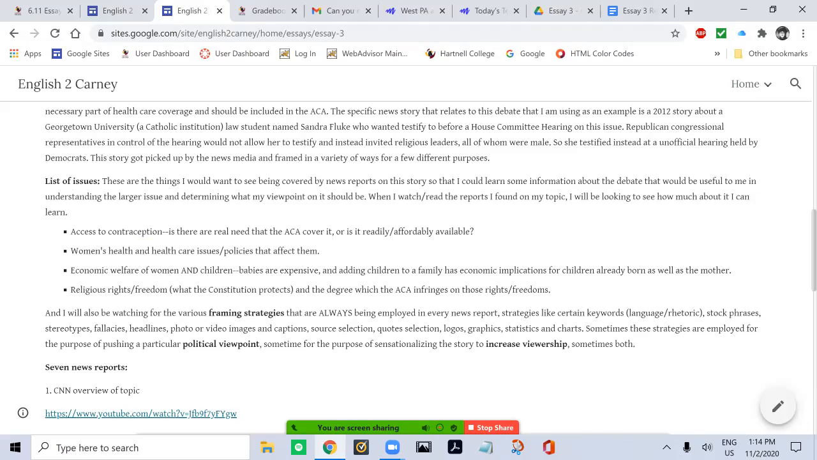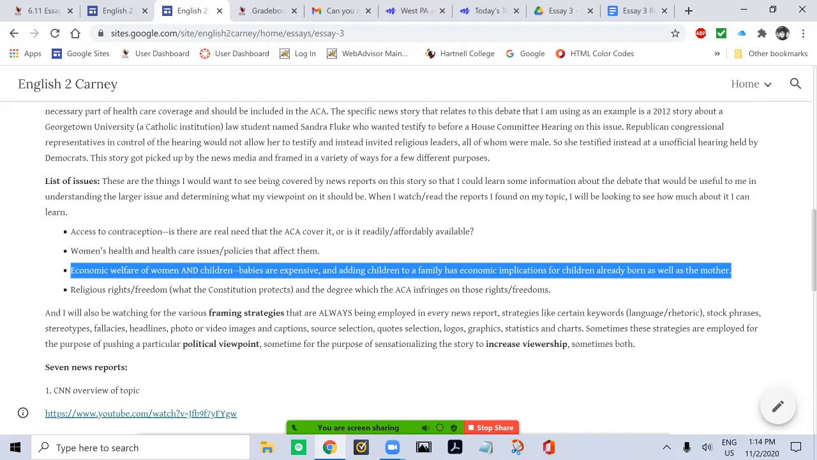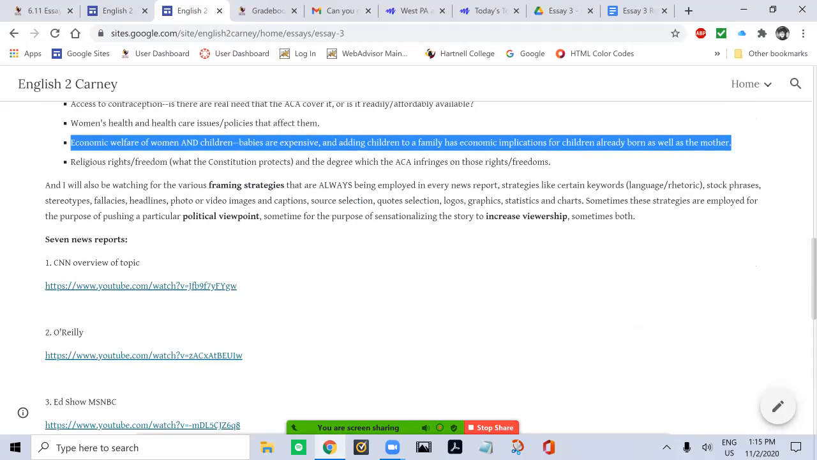How available is it? Women's health and healthcare issues and policies that affect them. This would be something relevant for news reports on this story to be discussing, and that I would want to learn more about from those reports. The economic welfare of women and children, right? How much of a problem is it for women to not have easy access to contraception and have that covered? How does it impact them economically? How does it impact the lives of their children from an economic perspective? That would be something for these news reports to be discussing.